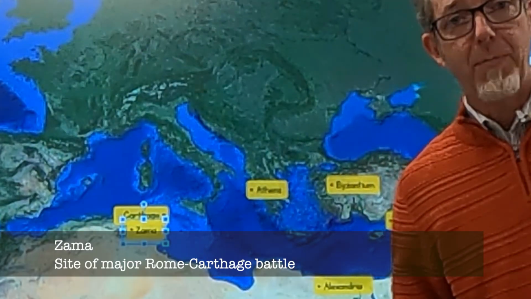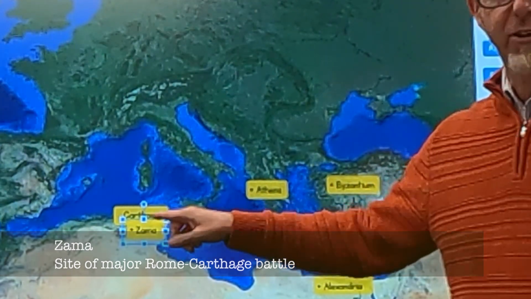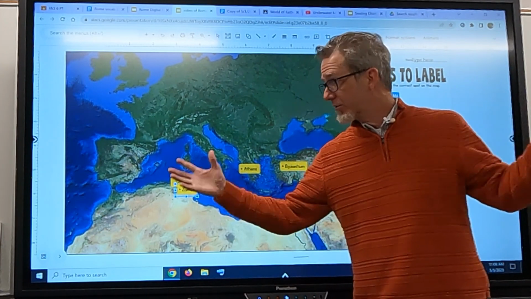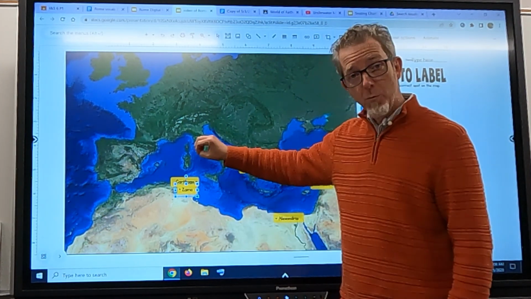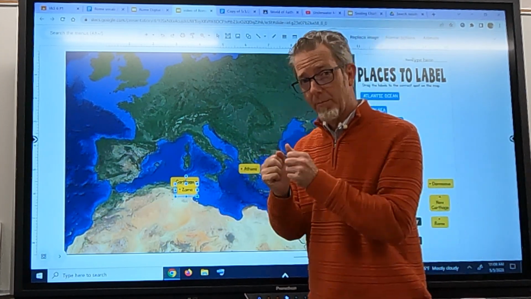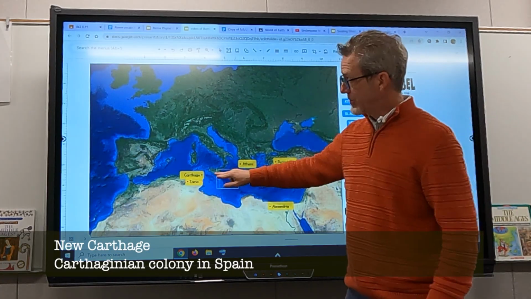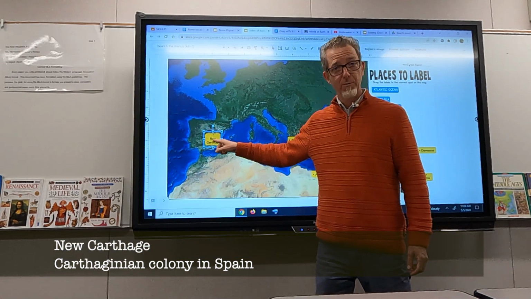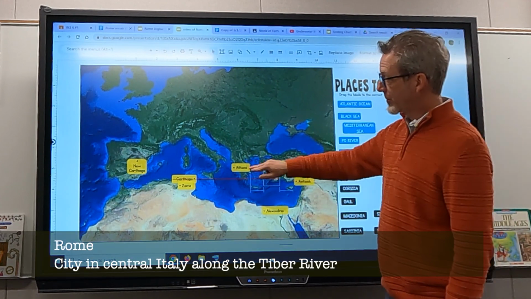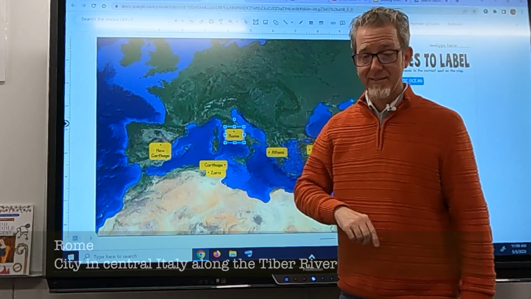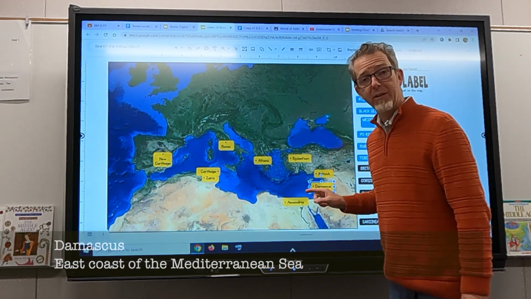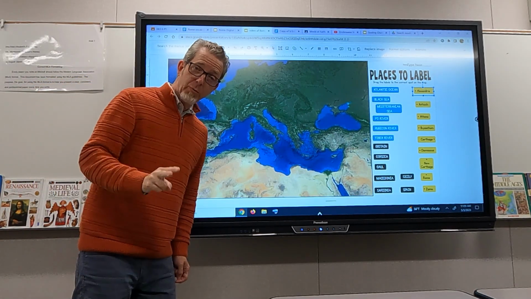Zama was a famous battle between Carthage, the Carthaginians, and the Romans. The Carthaginians wanted to have colonies all around the Mediterranean, and while the Romans were expanding, the Carthaginians were expanding also. So there was some competition there. One of those expansions was when the Carthaginians established New Carthage in the Iberian Peninsula, over where Spain is. Rome was right in the middle of the Italian peninsula, and Damascus was right here on the east coast of the Mediterranean.